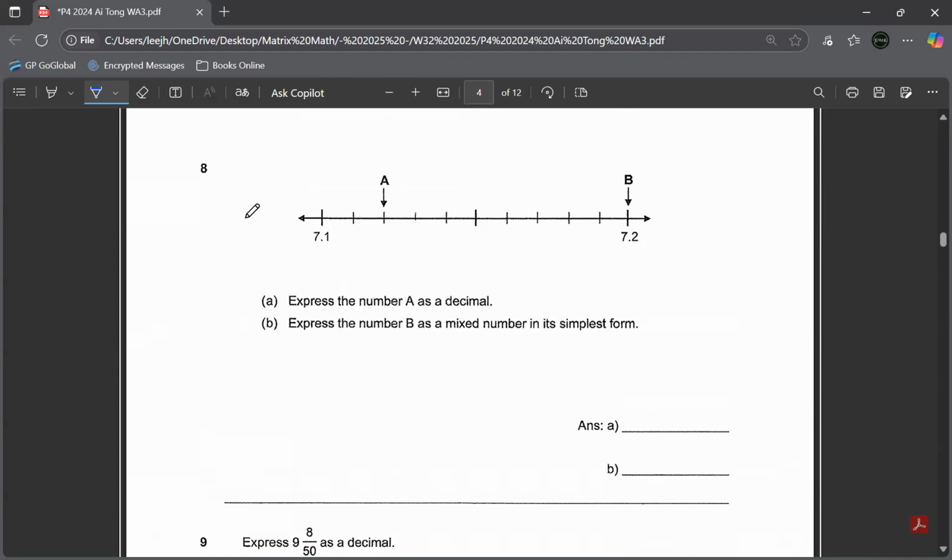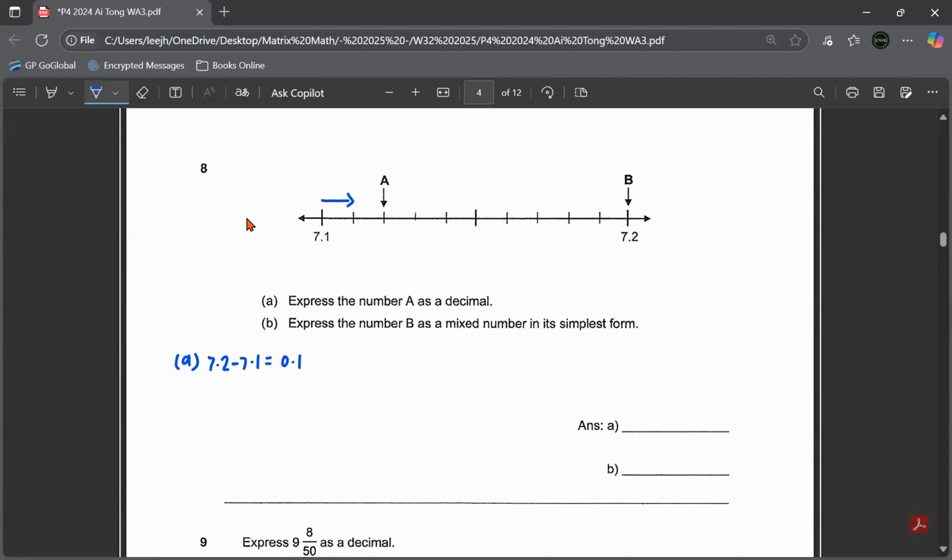Okay, 8a. Express the number a as a decimal. And then b, express the number b as a mixed number in the simplest form. So we're going to do a first. Can you see from 7.1 to 7.2, there are actually 1, 2, 3, 4, 5, 6, 7, 8, 9, 10 intervals. So what is the difference between 7.1 and 7.2? You just minus. 7.2 minus 7.1, the difference is 0.1. And 0.1 has been further divided into 10 intervals. So I need to find the value of one interval here.